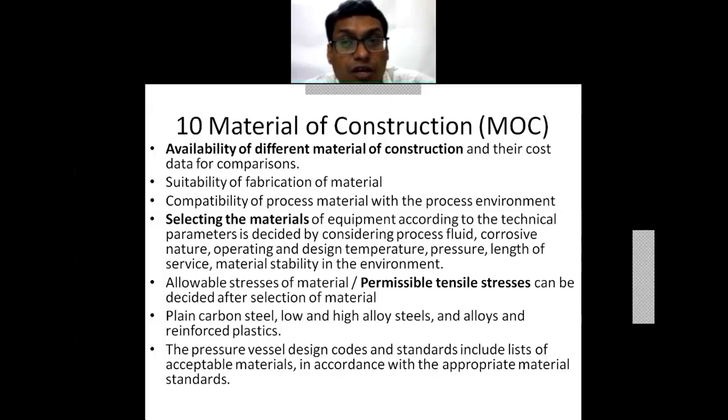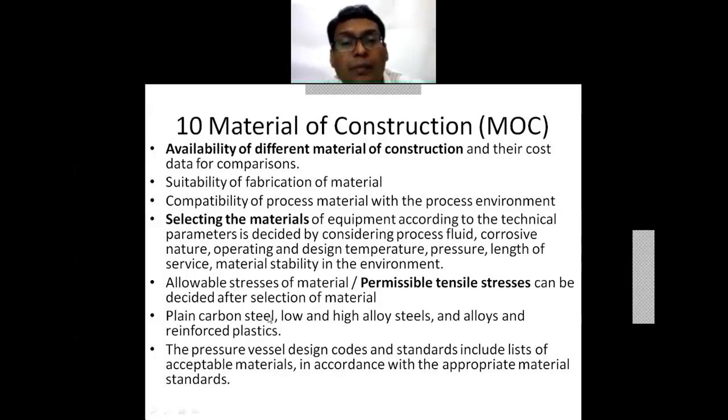The material of construction has the allowable stresses of the material. We are talking about the stresses, strain, tensile stress, tensile strength. All these are related to the material of construction, the metal or material from which the vessel is fabricated, and that is to be taken into consideration. And for the process fluid, the process material, based on the process material I have to select the material of construction, and for the material of construction I need the stress requirement.